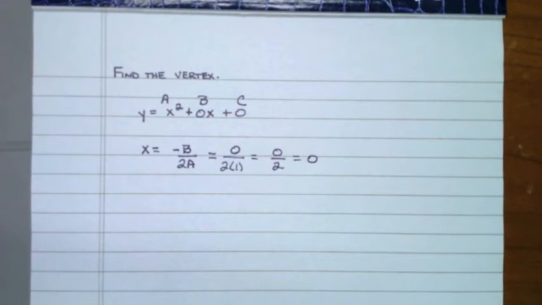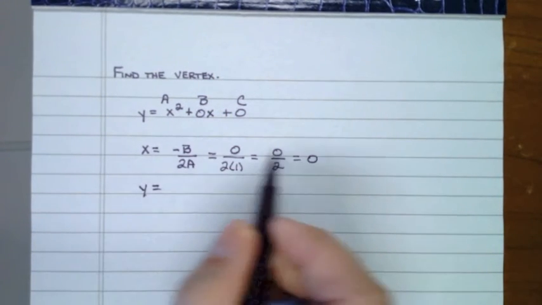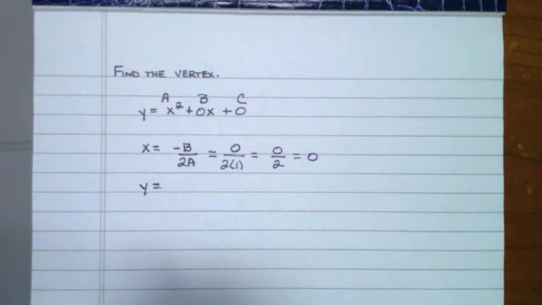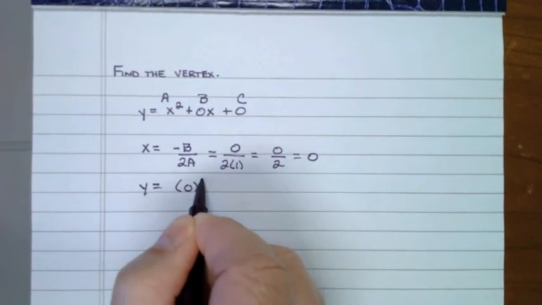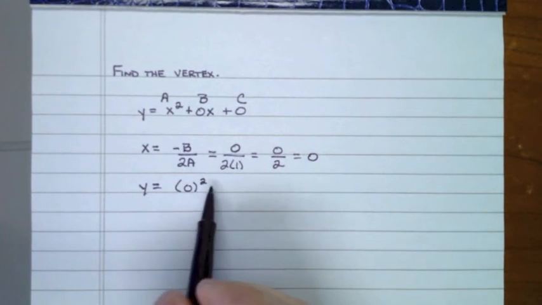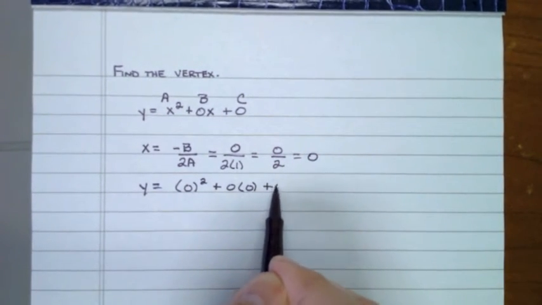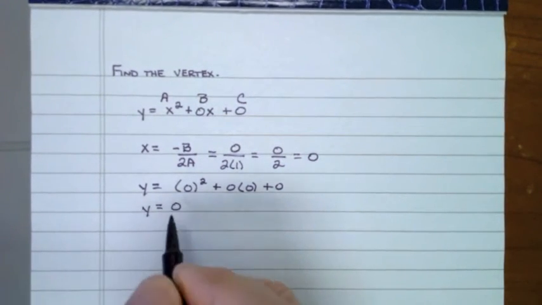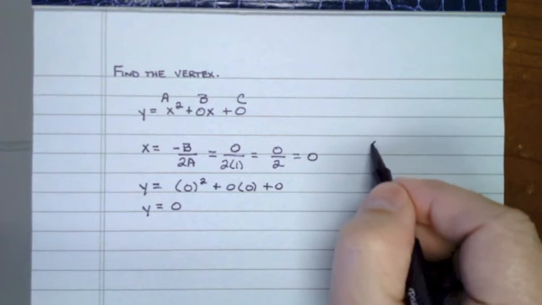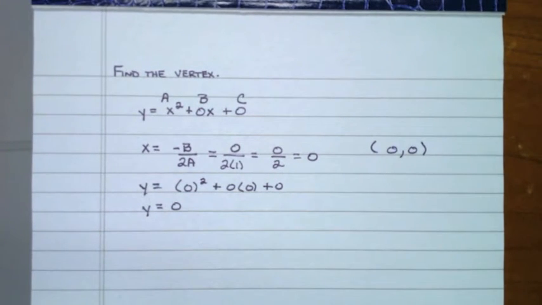My x-coordinate is 0. To find my y-coordinate, I plug this 0 into this formula right here. 0 squared plus 0 times 0 plus 0. All those are zeros. So y is also going to be 0. My vertex for this is 0, 0.